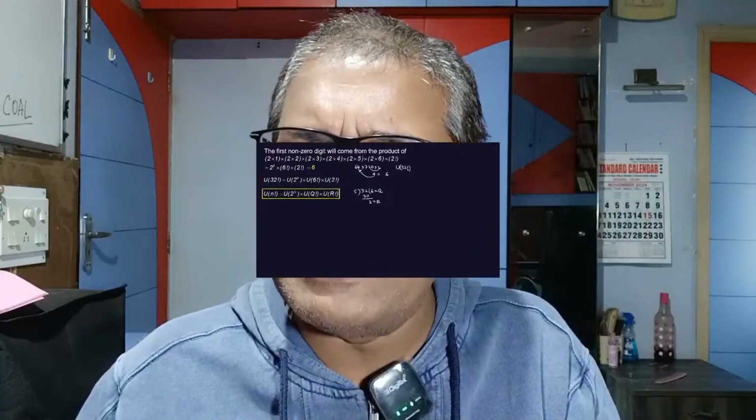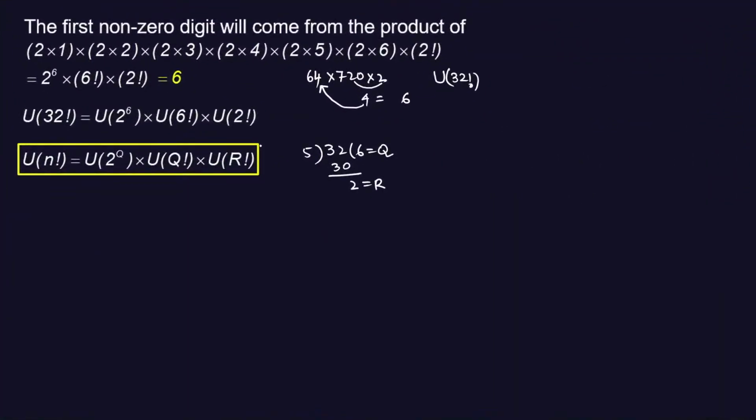Sir, is it every time with 5? Yes. Because we have made that bracket of 5 digits taken at a time. That is why you have to divide it by 5 every time, whatever factorial is given to you. So simply divide it by 5. You get the quotient and the remainder, and simply write them in this formula to get the first non-zero digit of that factorial.